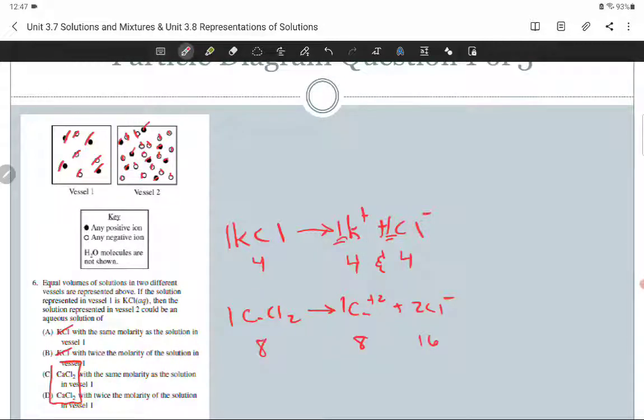And why do I know it's going to have to be 16? Because it has to be a 1 to 2 ratio. So does it have the same molarity? Well, it looks like it has double this. Vessel 2 has double the amount, so it can't have the same molarity. But does 4 to 8 double it? It does, so twice. So our answer is going to be D.